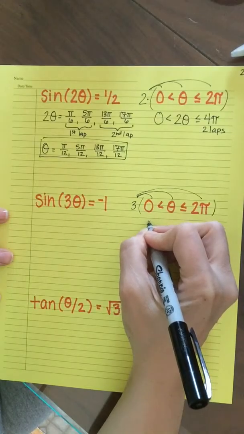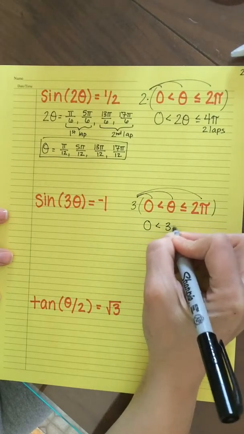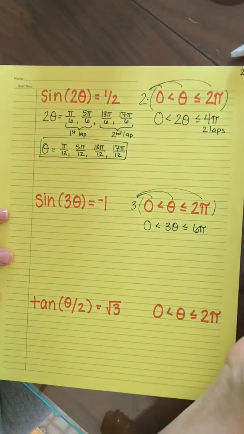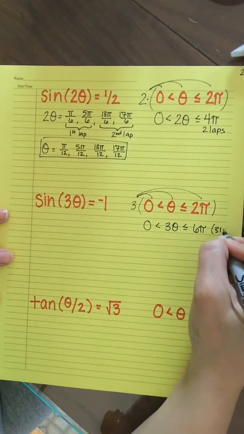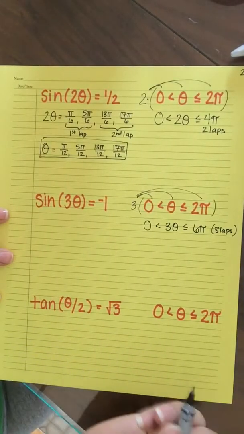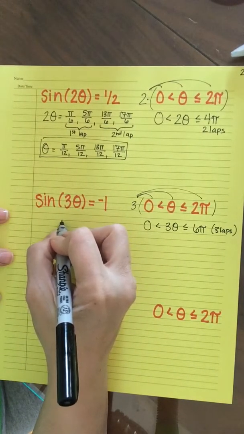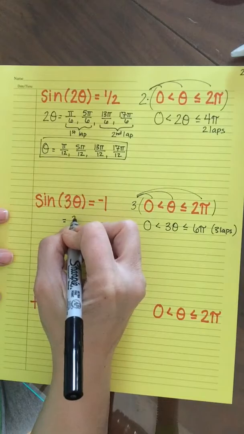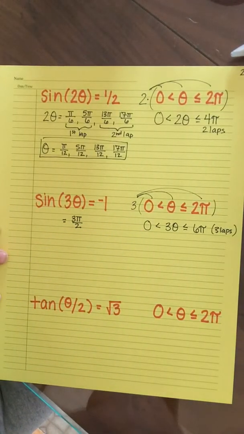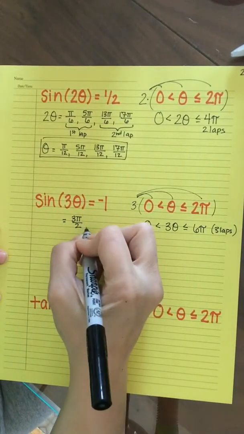3 times 0 is 0, 3 times theta is 3 theta, and 3 times 2 pi is 6 pi. So for this one, we get to go 3 laps around the unit circle. Now, sine equals -1 at 3 pi over 2, and that's the only place on the unit circle where your y value is -1. So this is our first lap around the unit circle.